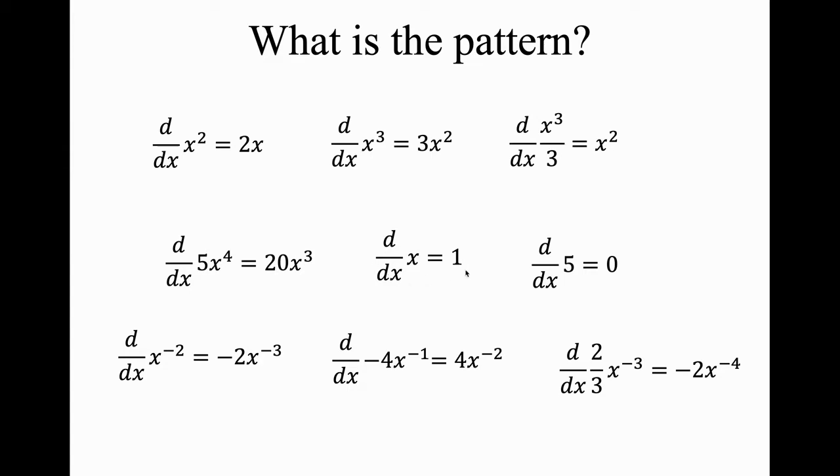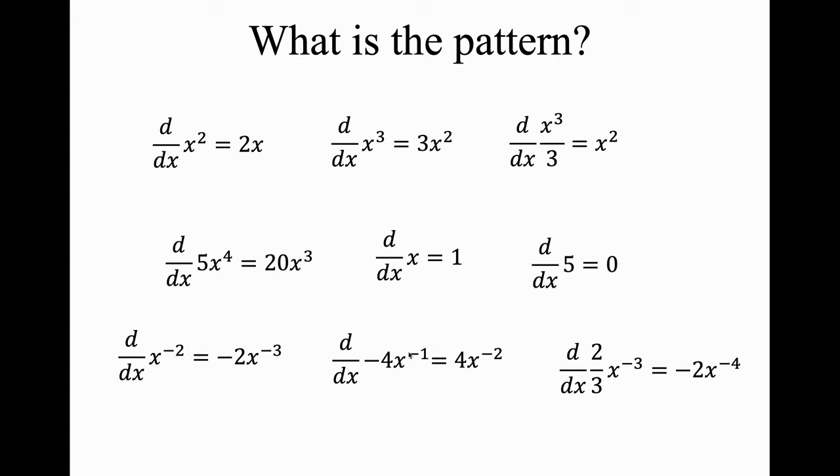You can think of this one right here as the derivative of x. You can think of that as the slope of x. Well, what is the slope? It's linear. It's 1. This applies also to negative exponents. Negative 2 times 1 is negative 2. However, negative 2 minus 1 is negative 3.